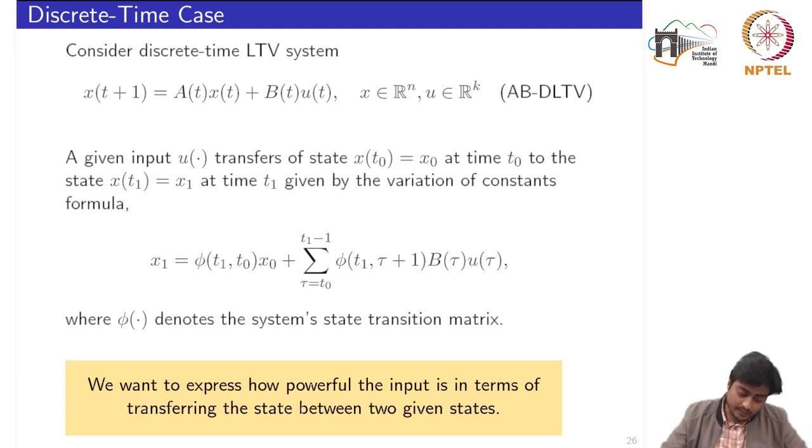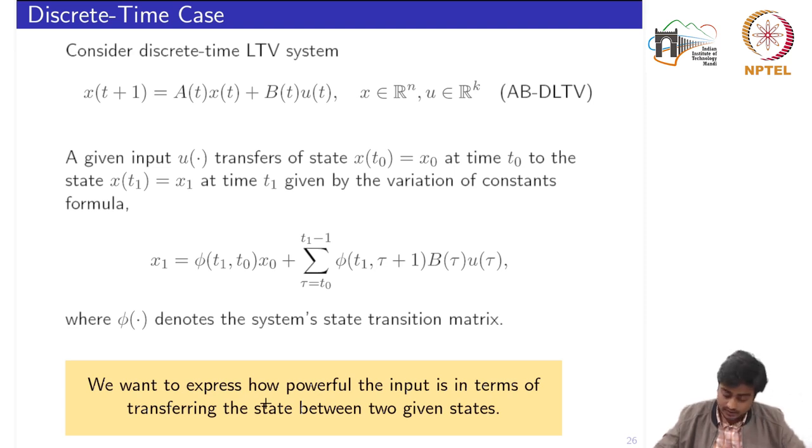So consider the discrete time LTV system given by these A(t) and B(t) pairs. Now t belongs to a set of integers. So a given input u transfers the state x0 at time t0 to the state x1 at time t1 given by the variation of constant formula. So we would be using similar concepts with which we started the analysis for the linear systems. Again we want to express how powerful the input is in terms of transferring the state between the two given states.